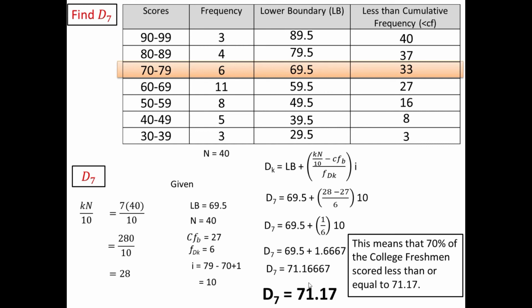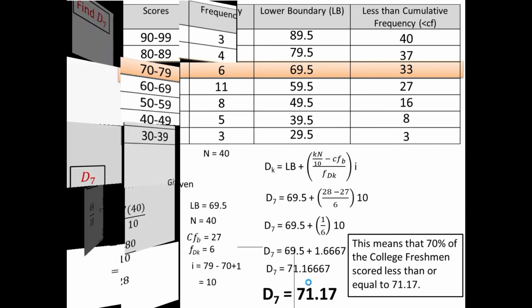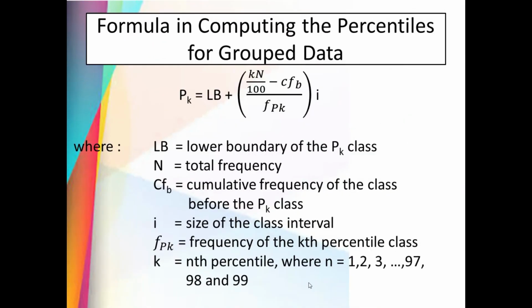Napunta naman tayo sa percentiles. By the way, ang formula in computing the percentiles for group data is this. P sub k equals LB plus quantity Kn over 100 minus CFB over FPK times I. As you notice, almost similar siya dun sa unang dalawang formulas.